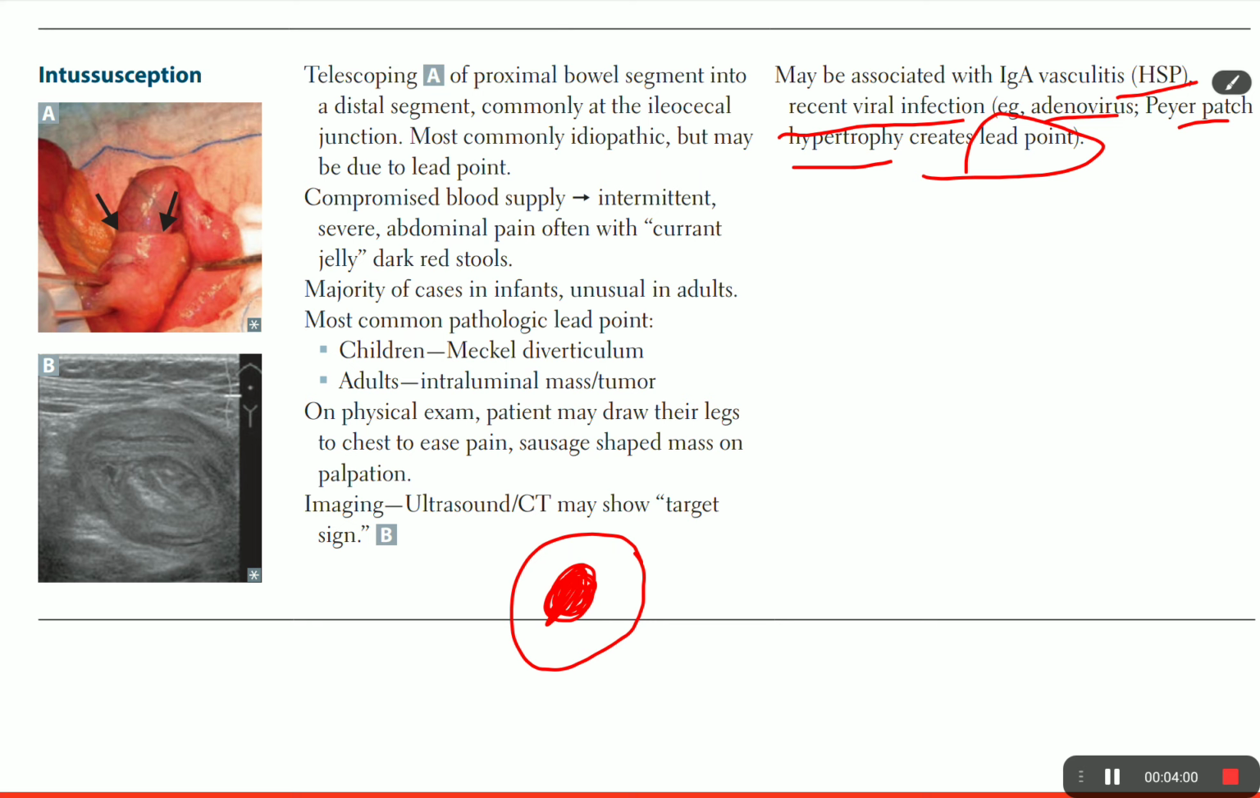The main treatment for it is surgery to release it, but if there is no obstruction or bleeding, we can start conservatively to release this intussusception.